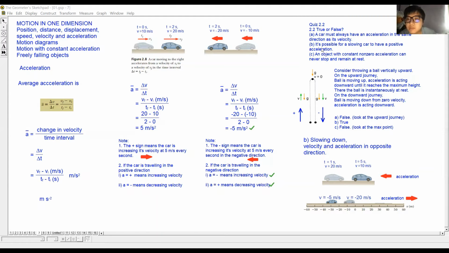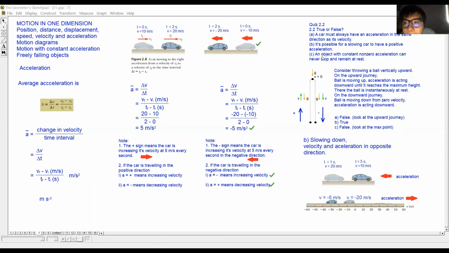Now, part B. It's possible for a slowing car to have a positive acceleration. True. It is possible for a slowing car to have a positive acceleration. So part B here is actually referring to this problem here. Although the car is slowing down, it is not increasing the speed, it's slowing down, but the acceleration is actually negative, right?